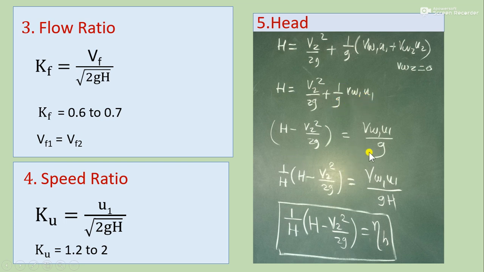By arranging the terms, we can have here VW1 U1 upon GH. This is hydraulic efficiency. So we get here relation between hydraulic efficiency and head of Kaplan turbine.